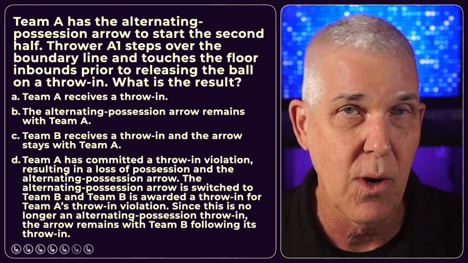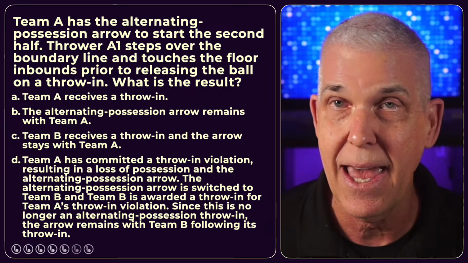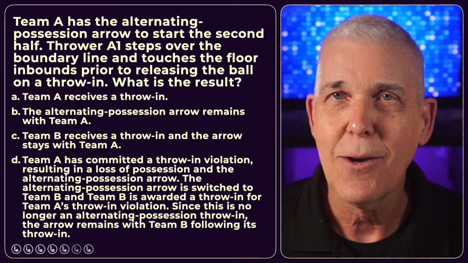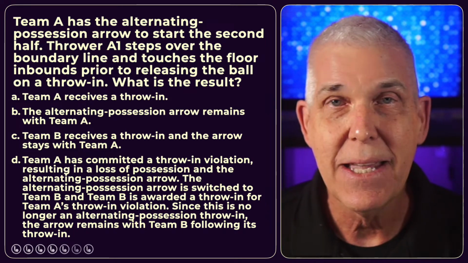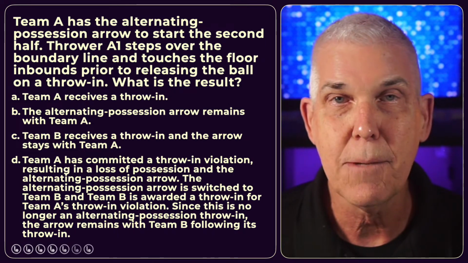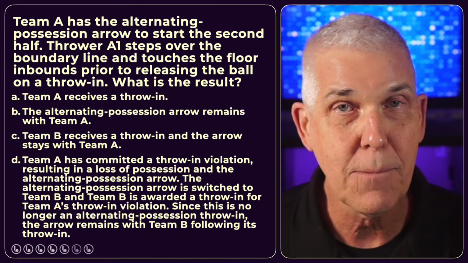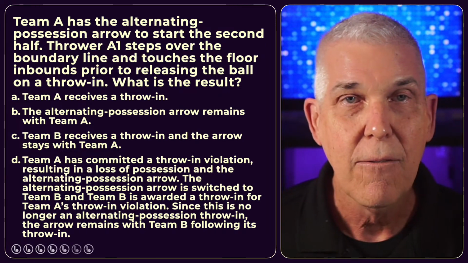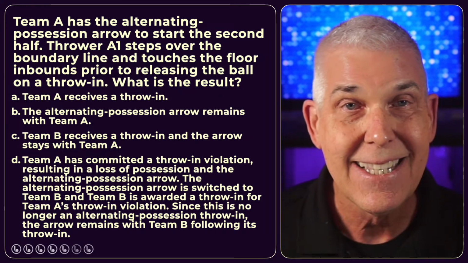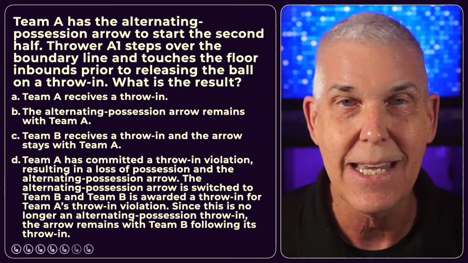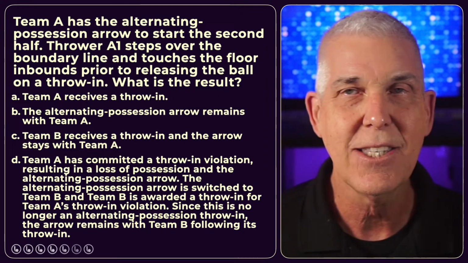Team B receives a throw-in and the arrow stays with Team A. Or D, could this possibly be the correct answer? Team A has committed a throw-in violation resulting in the loss of possession and the alternating possession arrow. The alternating possession arrow is switched to Team B, and Team B is awarded a throw-in for Team A's throw-in violation. Since this is no longer an alternating possession throw-in, the arrow remains with Team B following its throw-in.